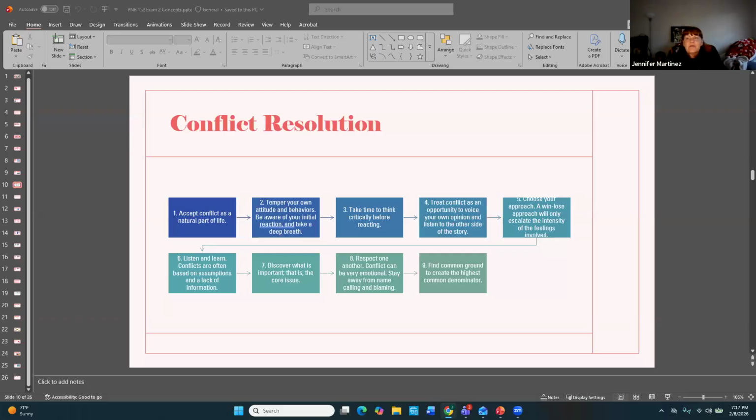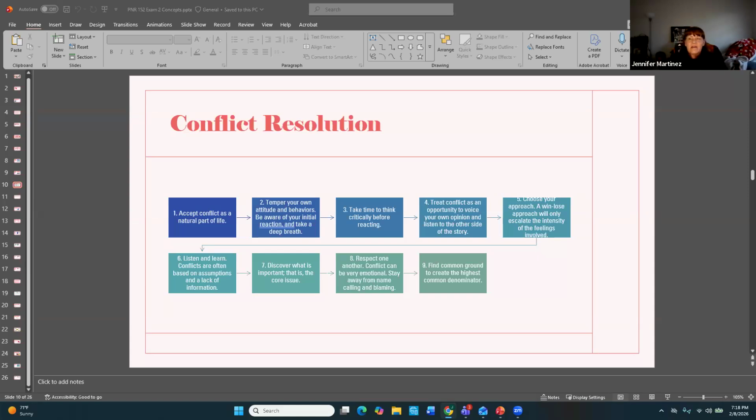All right. So for one, we have to accept conflict as a natural part of life, right? Not everybody's going to get along. Different views, different needs, different beliefs are usually involved, right? It's something that is going to happen.